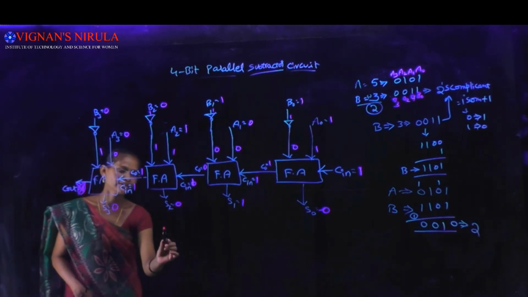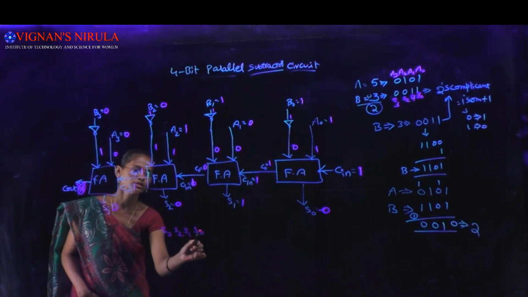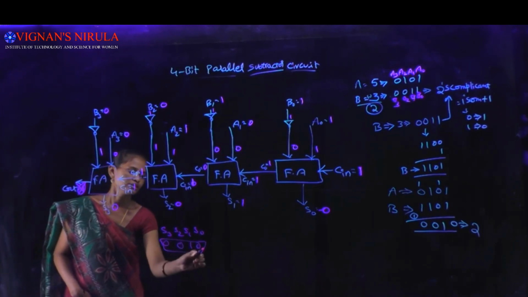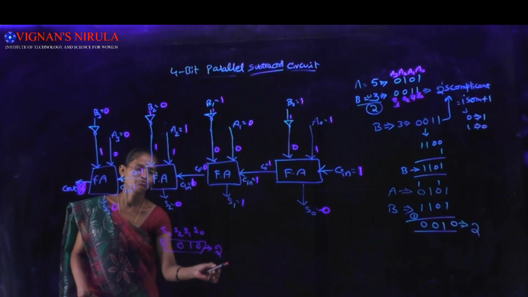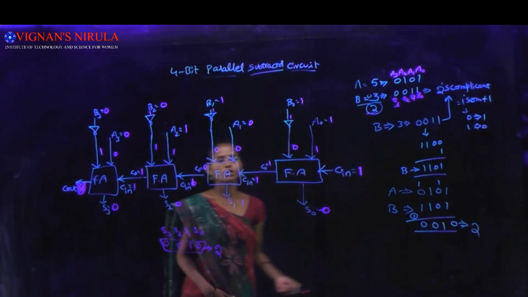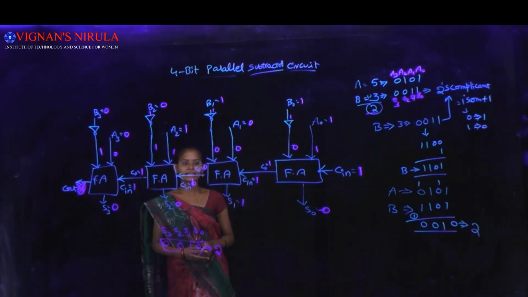And what is the binary number? S3, S2, S1, S0, that is 0, 0, 1, 0. This decimal number is 2. We are taking 5 minus 3, that is 2. Okay, this is the explanation of the 4-bit parallel subtractor circuit.